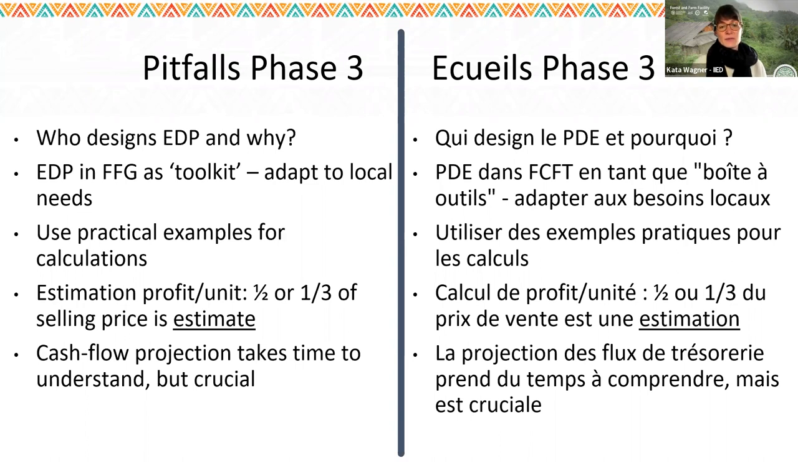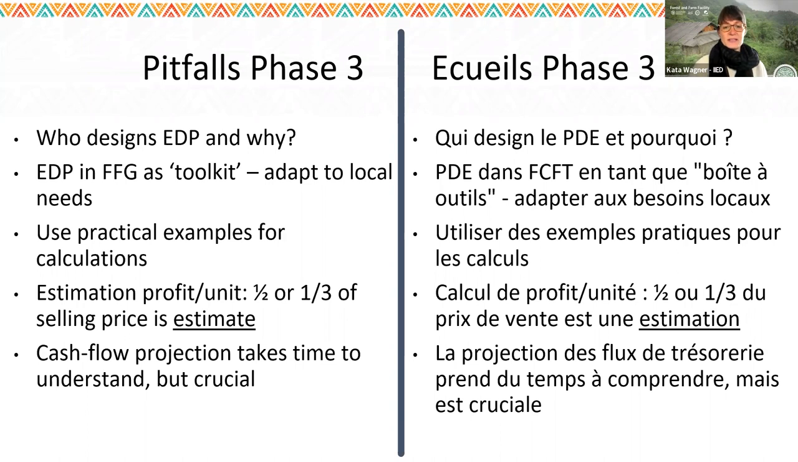And in this context, we also said that the template for the EDP that is contained in the field facilitator guidelines should really be used as a toolkit. So it should be adapted to the local needs and capacities. You don't have to use it as it is in the guidelines. And we had some really good advice from Oscar that it's good to use some really practical examples as you do your calculations that are perhaps a little bit more difficult to grasp for local producers.